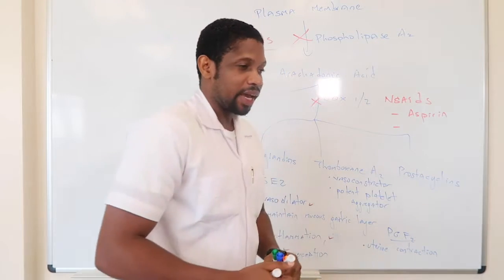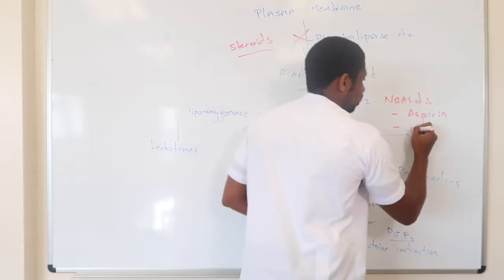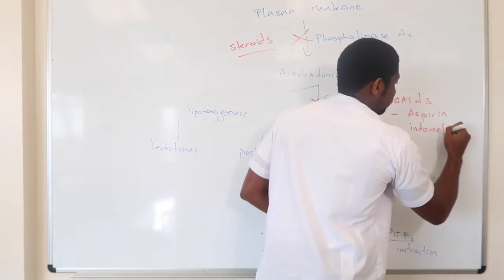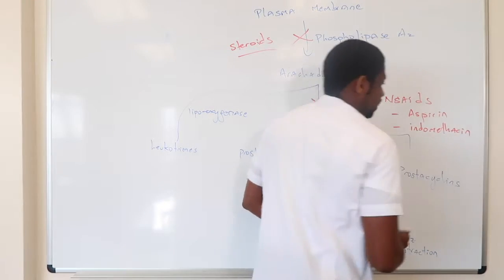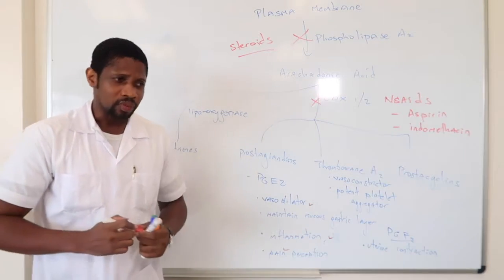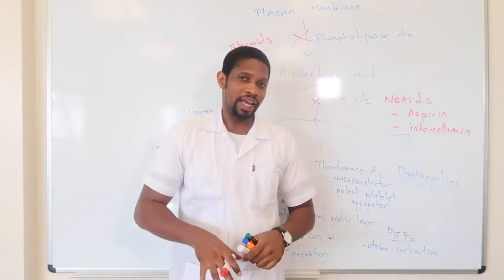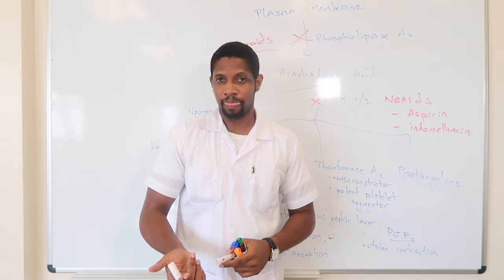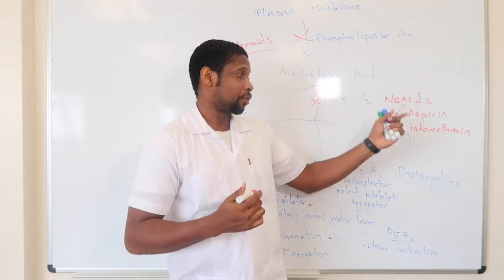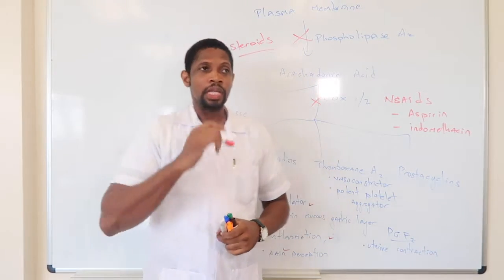What are the other types of NSAIDs you should know? Indomethacin. That's another one you should know. There's also Ketorolac. There's a whole bunch of them. But for this class, you're not going to be expected to know most of them. The ones you should know are aspirin and indomethacin.